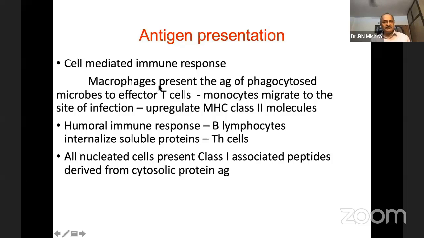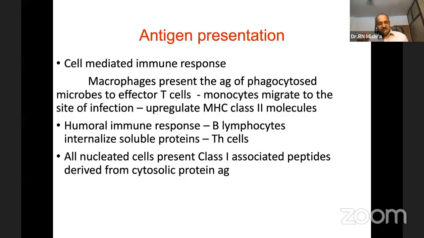In the cell-mediated immune response, the macrophage presents the antigen of the phagocytosed microbe to the effector T cells. T cells cannot see the antigen directly. Monocytes migrate to the site of infection, upregulate class 2 MHC, and present antigen in the context of the molecule to the T cell.